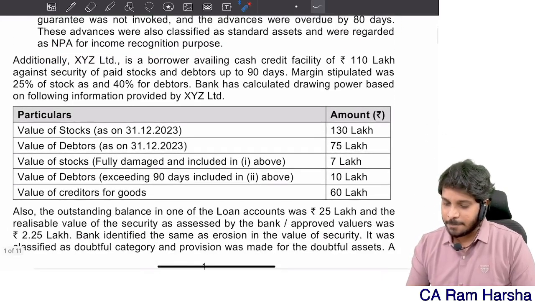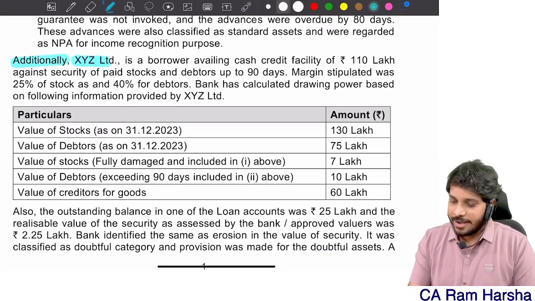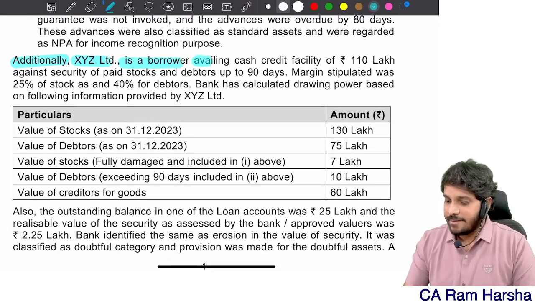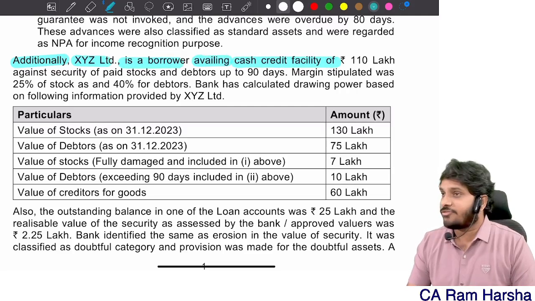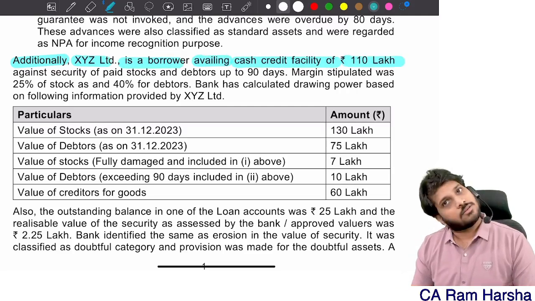Next, we'll see. Additionally, XYZ Limited is a borrower availing cash credit facility of 110 lakhs.